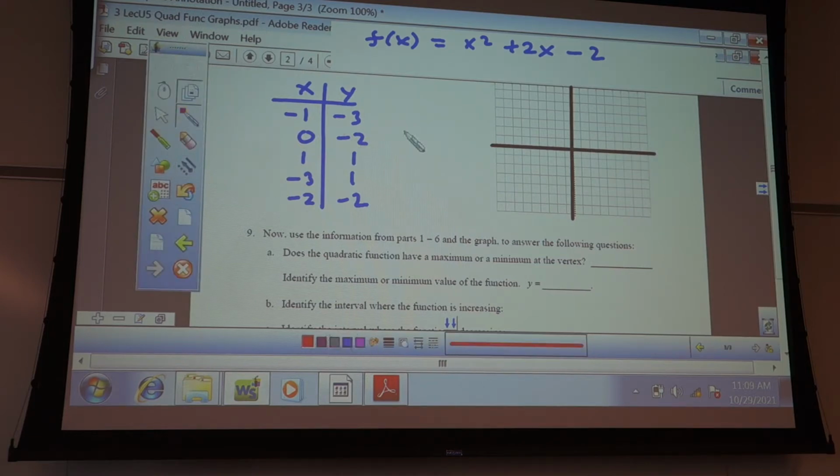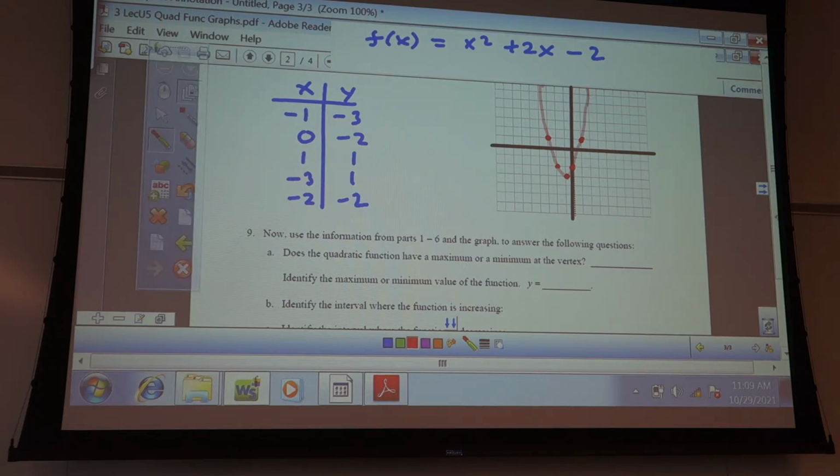So we have negative 1, negative 3, 0, negative 2, 1, 1. Remember, you go first left or right, and then you go up or down. So negative 3, I'll go left 3, and then up 1. Negative 2, back 2, and then down 2. So then we have our nice little graph here. Not quite accurate, but it's hard to really draw these. All right, so we have our graph. It doesn't have to be perfect, just try to hit those points.